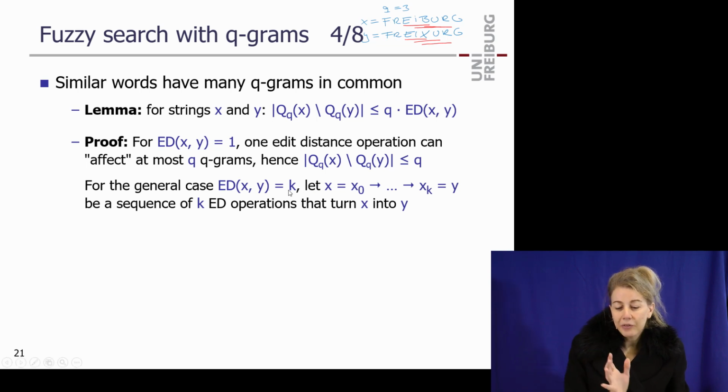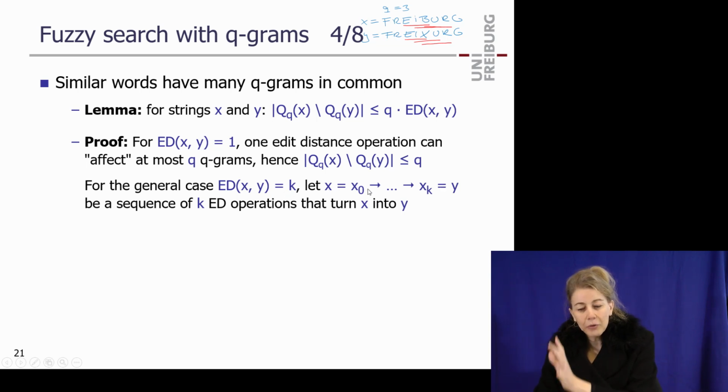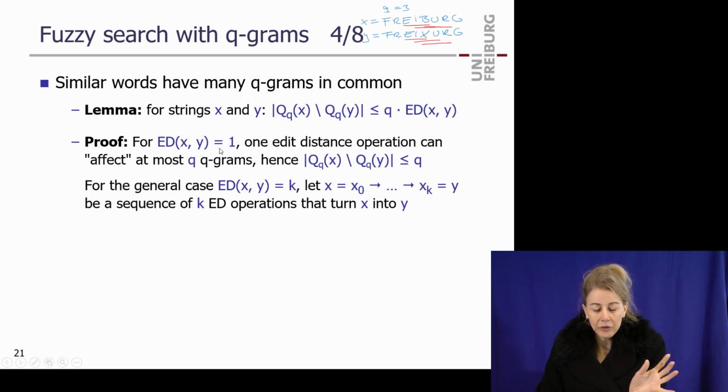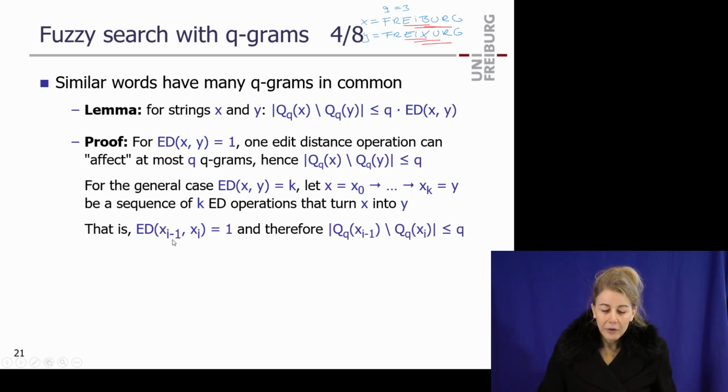If you have a sequence of K operations, it means you can get from X to Y in K hops, where each of them is just 1 operation, so the base case. So what you have now is this lemma holds for each case. Now you have indices here, which looks a bit intimidating, but it's actually simple. You just have all these intermediate strings. Think of the doof, blöd example: doof, boof, bloof, bloev, blöd. For each of them, this set difference from one to the other is at most Q.